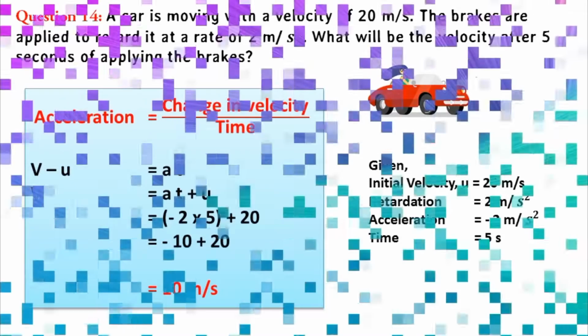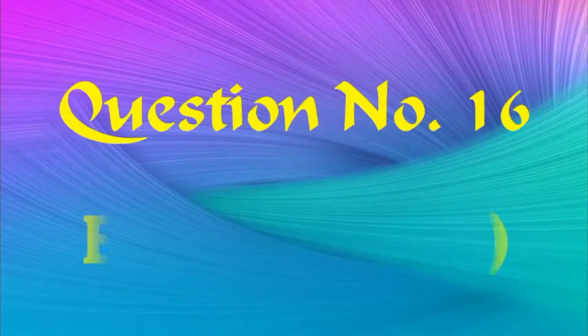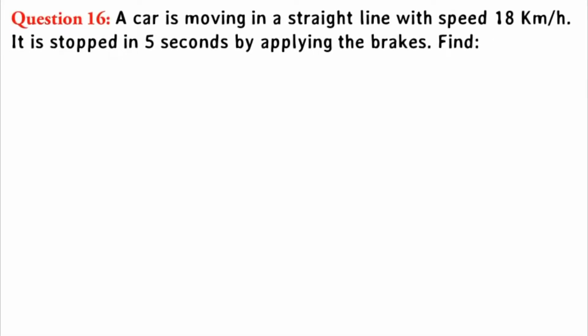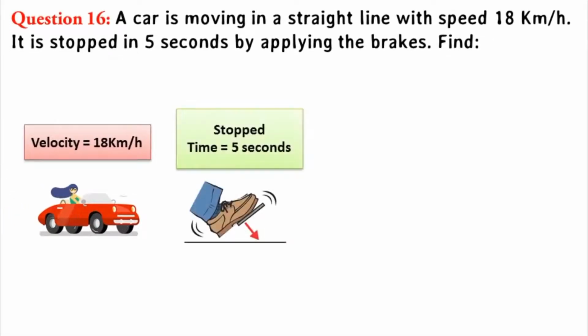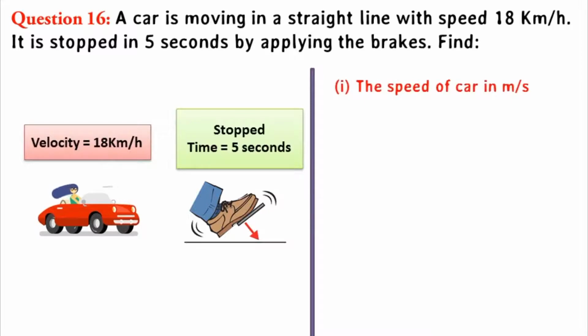Now let us do question number 16 of exercise 2A. Question number 16. A car is moving in a straight line with a speed 18 km per hour. It is stopped in 5 seconds by applying the brakes. Find number 1, the speed of the car in meter per second.